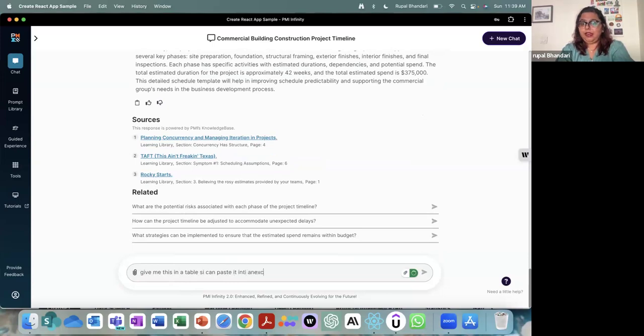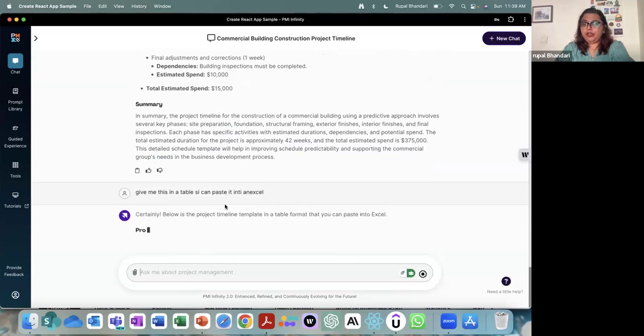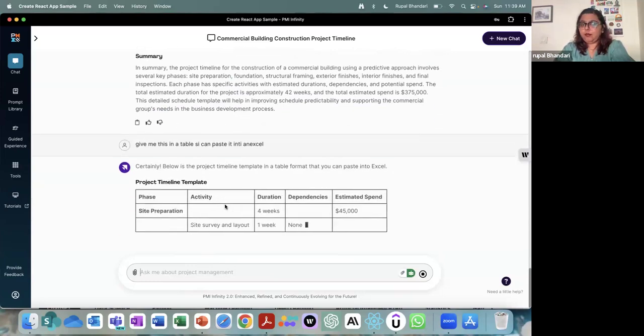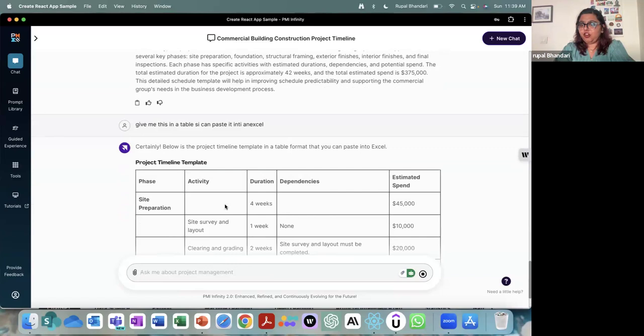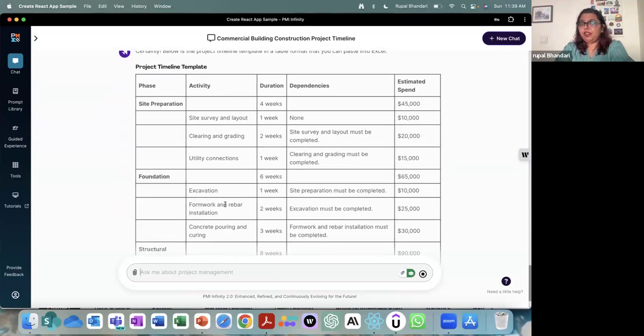into an Excel. Okay, so it's going to give this to me in a table and I can copy paste this into an Excel and make my job a lot easier. Again, like I mentioned, some of this you'll have to change. It's not set in stone, right?